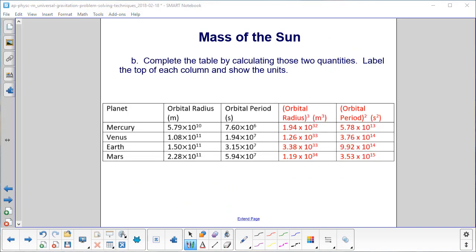Complete the table by calculating those 2 quantities. Well, we said we wanted T squared over here, so that's going to be this column, and we'll have r cubed over here. And notice we kept the order. We had radius, period, so now we have radius cubed, period squared. And this is very key. You get a point for labeling this properly, and make sure when you do orbital radius cubed, you put cubic meters, meters cubed. For orbital period squared, you put seconds squared. And then it's just a calculator exercise to put all those numbers in.